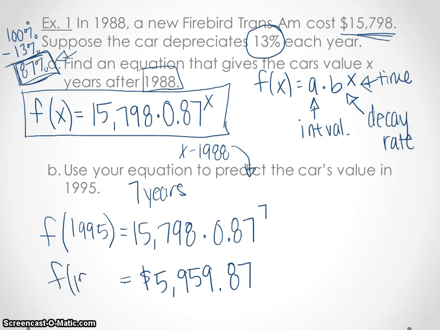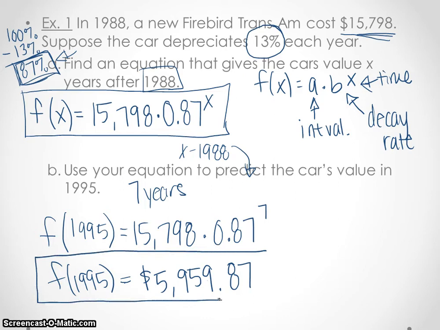Okie dokie. So in the year 1995, it's only worth almost $6,000, which is a lot less than what it started with. So grandpa or dad might even be a little bit right when they say it's worth nothing when you drive it off the lot, because cars tend to depreciate rather quickly.